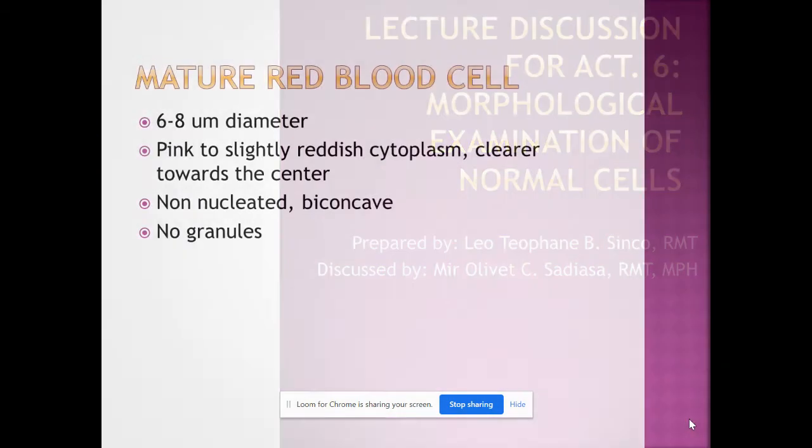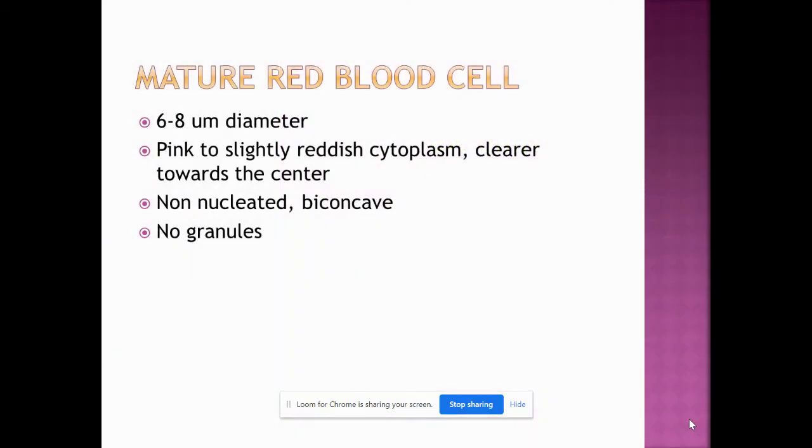First, a normal blood cell is your mature red blood cell. As we all know, our blood cells are generated and synthesized in the bone marrow. Once they are not yet mature, normally they should be located inside the bone marrow. Once the blood cell is going to be mature, it comes out from the bone marrow and becomes a mature red blood cell.